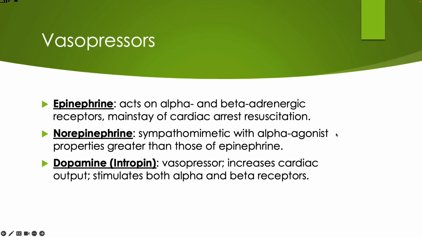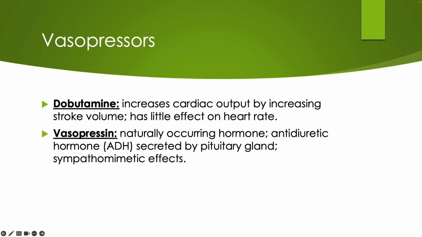Dopamine is a vasopressor, and it increases cardiac output, and it stimulates both alpha and beta receptors. Dobutamine increases cardiac output by increasing stroke volume. It has little effect on heart rate. And then vasopressin is a naturally occurring hormone called antidiuretic hormone, secreted by the pituitary gland, and it will have sympathomimetic effects.